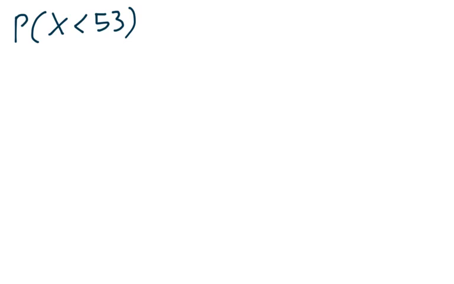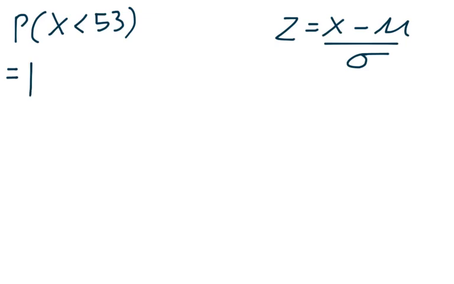So we need to transform X into Z so that we can use the SND table, using the formula z equals x minus mu, divided by the standard deviation sigma. So we are going to have P. Now we transform to Z, so we no longer have X. For the symbol, we use the same symbol as in the question, which is less than. So Z less than. Now, substitute the values into the formula.